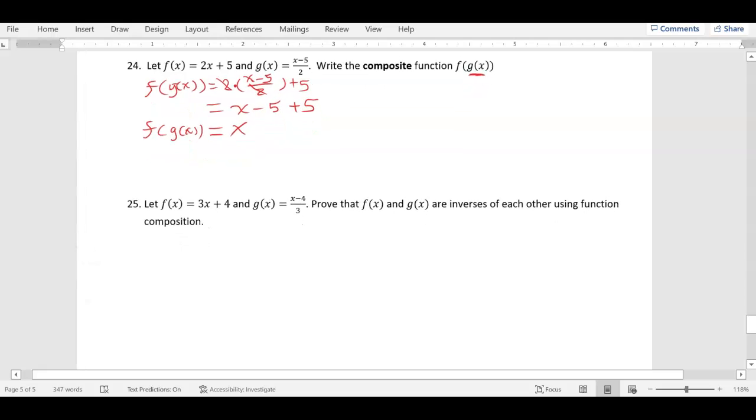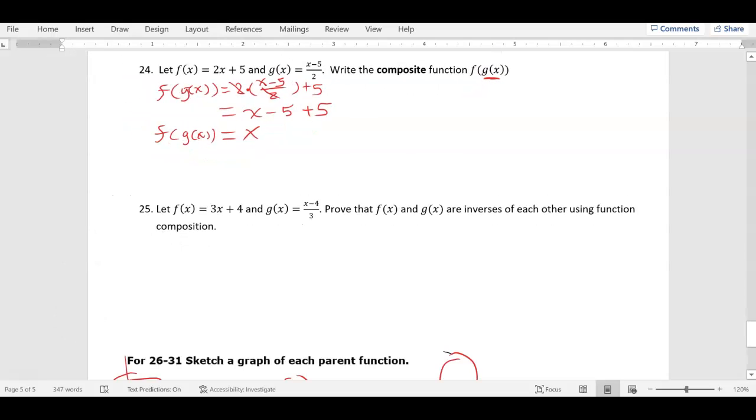Let's do another one. It says, prove f of x and g of x are inverses using function composition. Okay, so if we do f of g of x, it should give us x.